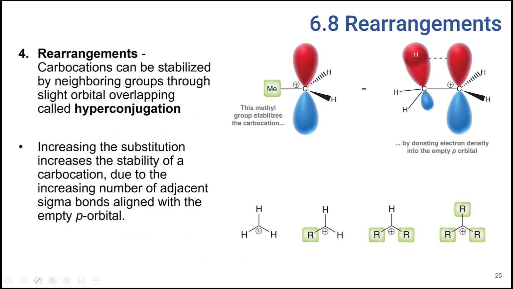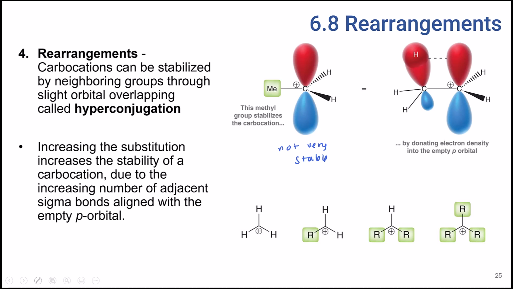Rearrangements can happen if we have carbocations involved, and carbocations can be stabilized by neighboring groups through some orbital overlapping called hyperconjugation. So if we have a methyl group that's a carbocation, this is not very stable, at least when the C is on the plus, but it can, through space, donate some of that positive charge or spread it out over the carbon next to it. So it can donate it into the empty p orbital there.